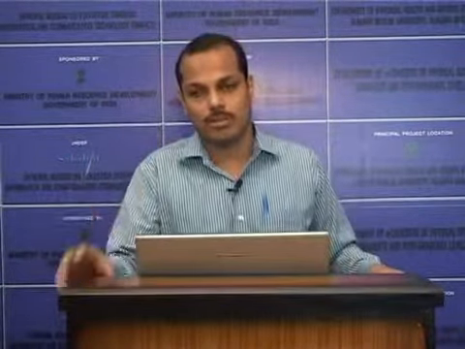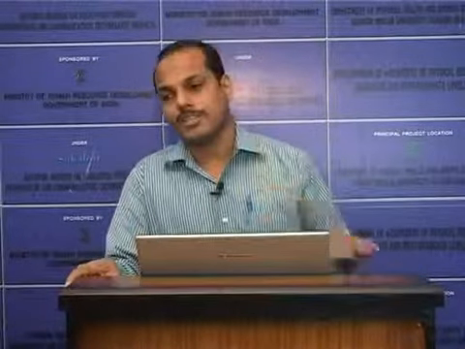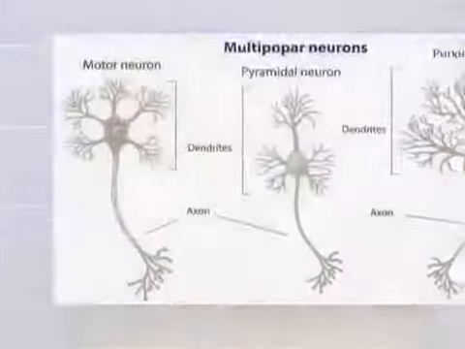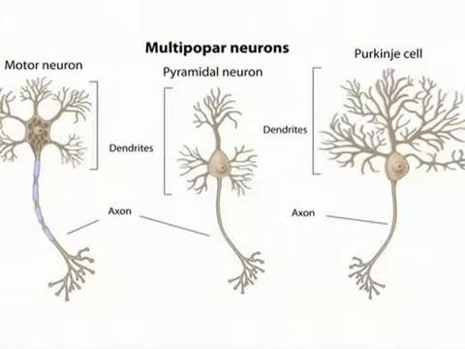If one extension is there, it is only an axon. It will be a cell body and an axon. Now, if two extensions are there, it means that one axon will be there and one dendrite will be there. So, this is called bipolar. Now, there is another type of neuron called multipolar neuron. Multipolar neurons have many dendrites and one axon. Usually one axon will be there.